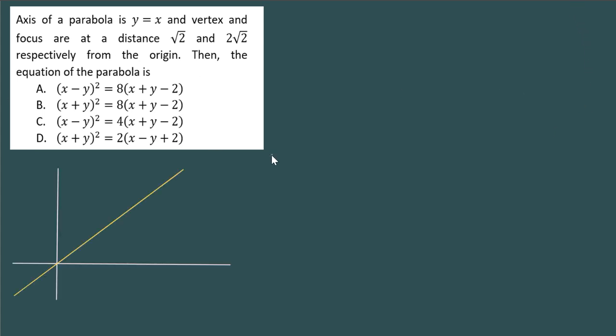Let's have our coordinate system x, y, and this is the axis. So y is equal to x is given as the axis of the parabola. The distance of the vertex is root 2. So if the origin is O, let's say the vertex is here, OA is given as root 2 units. If you project it onto the x-axis and then the y-axis, you know y is equal to x forms an angle of 45 degrees with the x-axis.